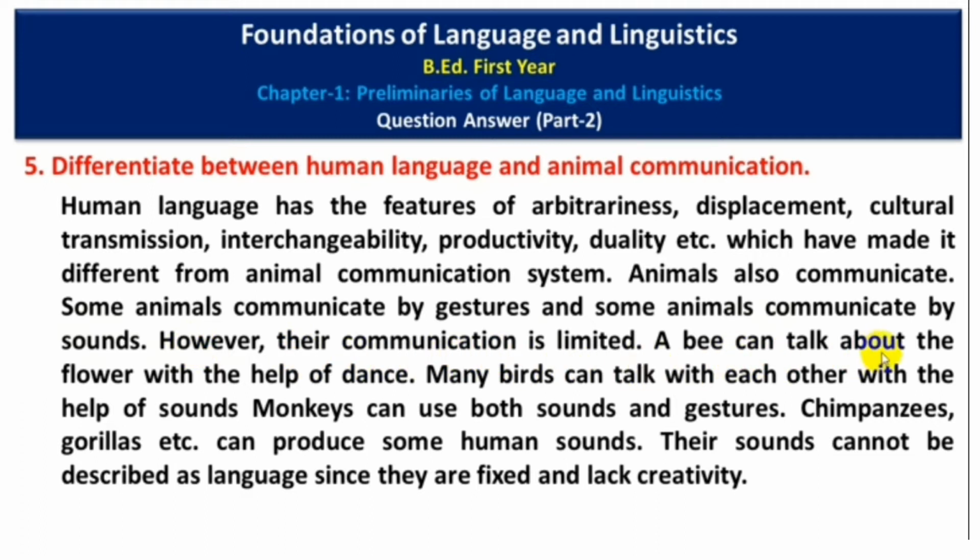A bee can talk about the flower with the help of dance. Many birds can talk with each other with the help of sounds. Monkeys can use both sounds and gestures. Chimpanzees, gorillas, etc. can produce some human sounds. Their sounds cannot be described as language, since they are fixed and lack creativity.